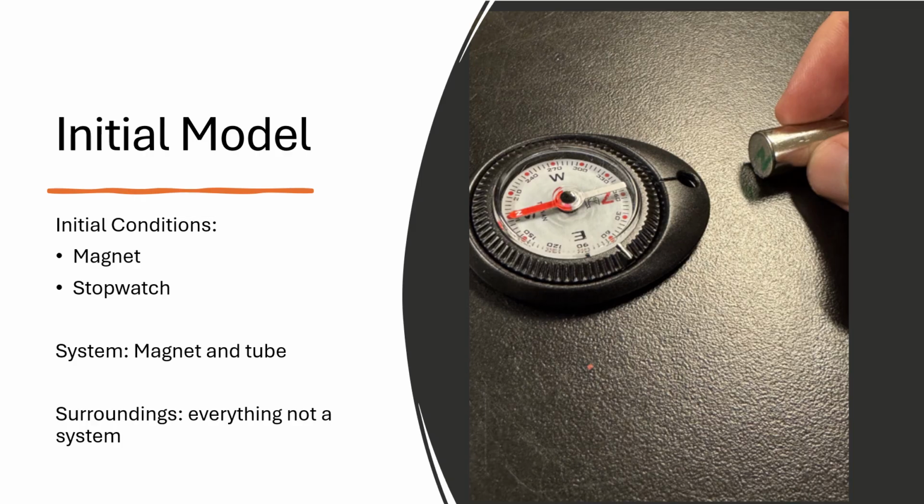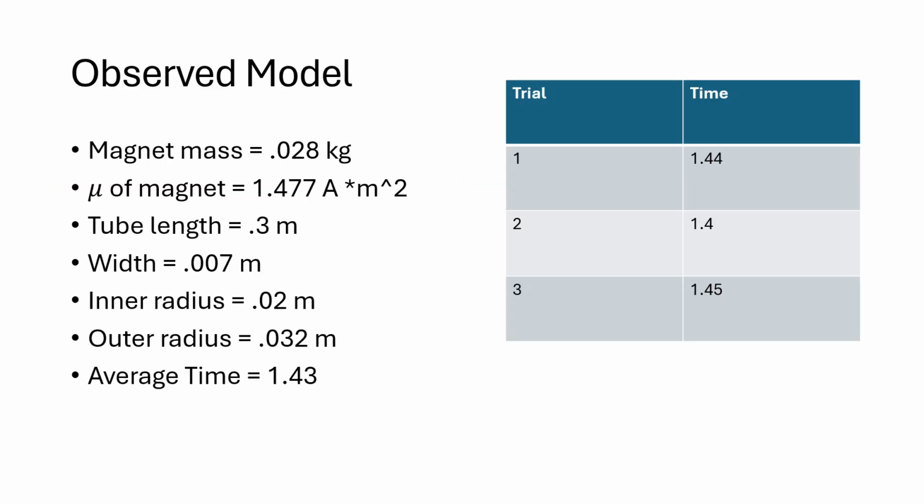So the initial conditions are, of course, the magnet and the stopwatch, with the system being the magnet and the tube, and the surroundings being, of course, everything not in the system. So here is the observed model.